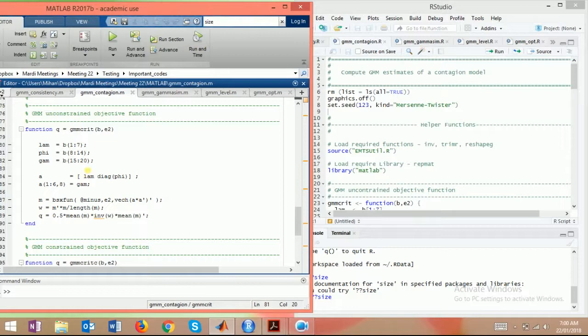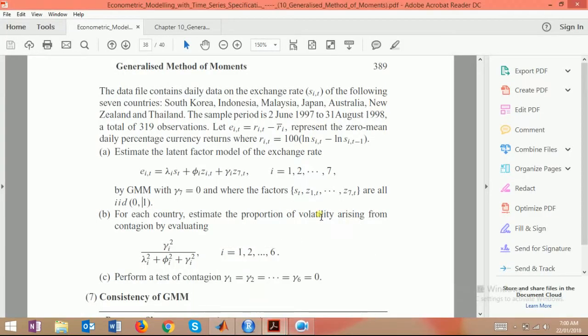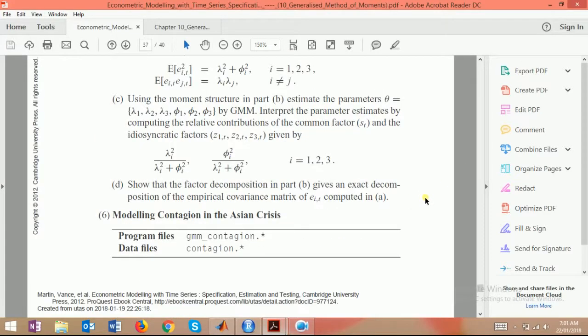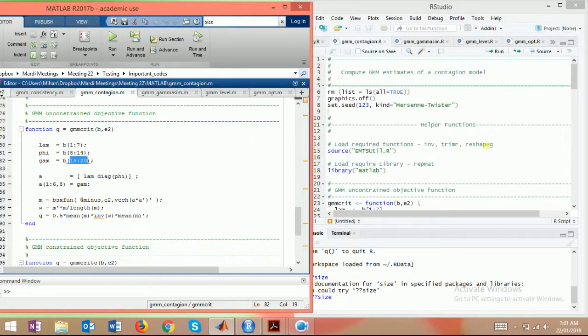To gamma 6. So unconstrained. Okay, fine. We take 5 gammas here because the last gamma is 0, right? With the last gamma being 0, okay.